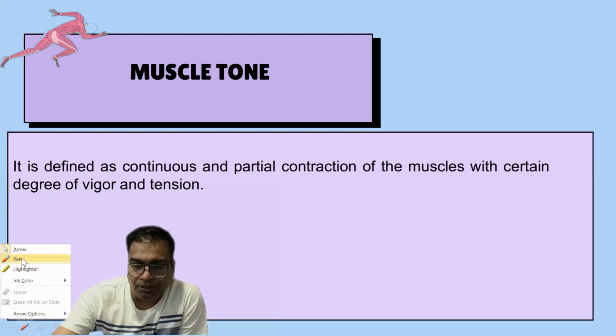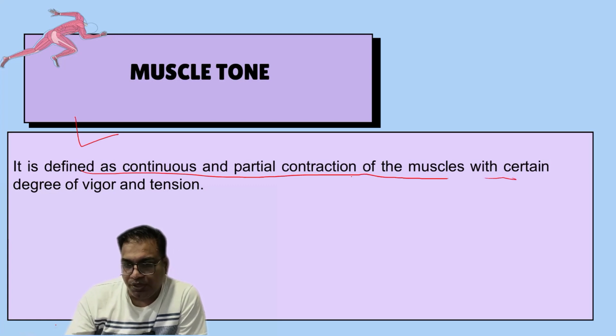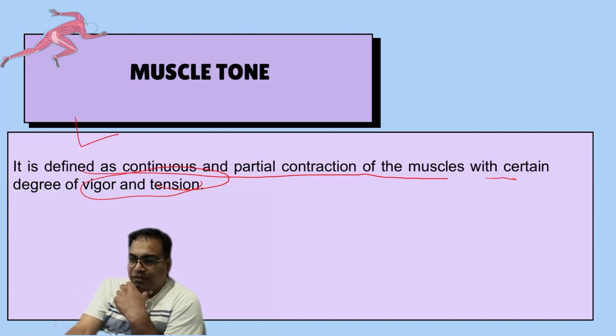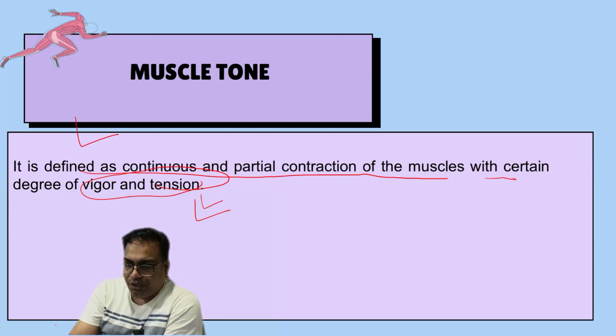Now come to muscle tone. It is defined as a continuous and partial contraction of muscle with a certain degree of vigor and tension. This is the definition of muscle tone. We are defining it as the continuous and partial contraction of the muscle with a basic degree of vigor or tension.